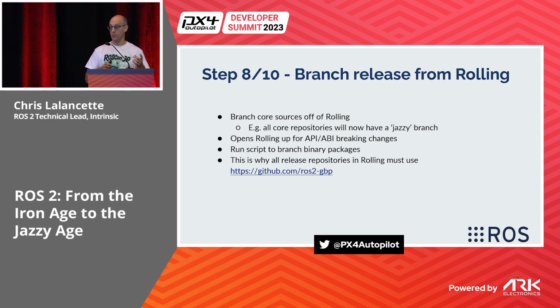And that gets us into the branch. So this is the point at which we branch off of rolling. So we'll branch the sources. Every repository has a rolling branch. It will now also have, this year, a Jazzy branch.